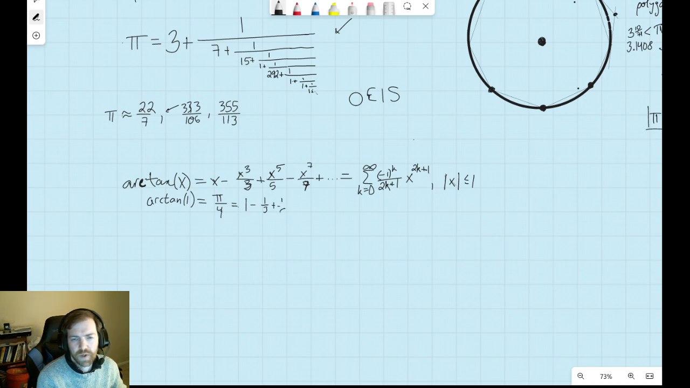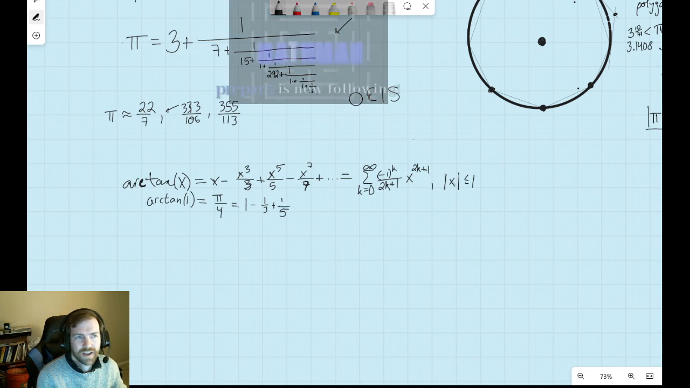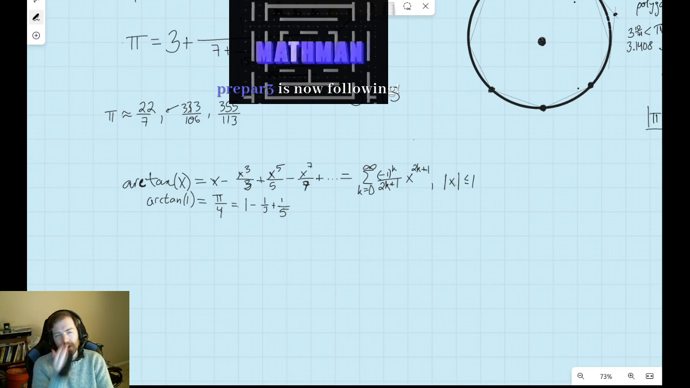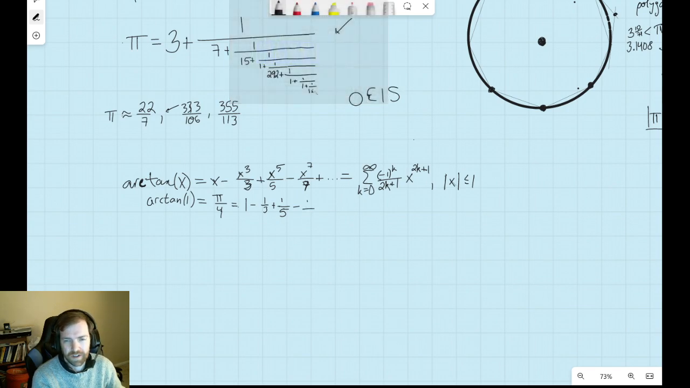Now there's a big problem with this particular evaluation in that this particular series converges super slowly. So it takes 50 terms for you to clear 2 digits. It's going to take 1,000 terms, give or take, for you to clear 3 digits.